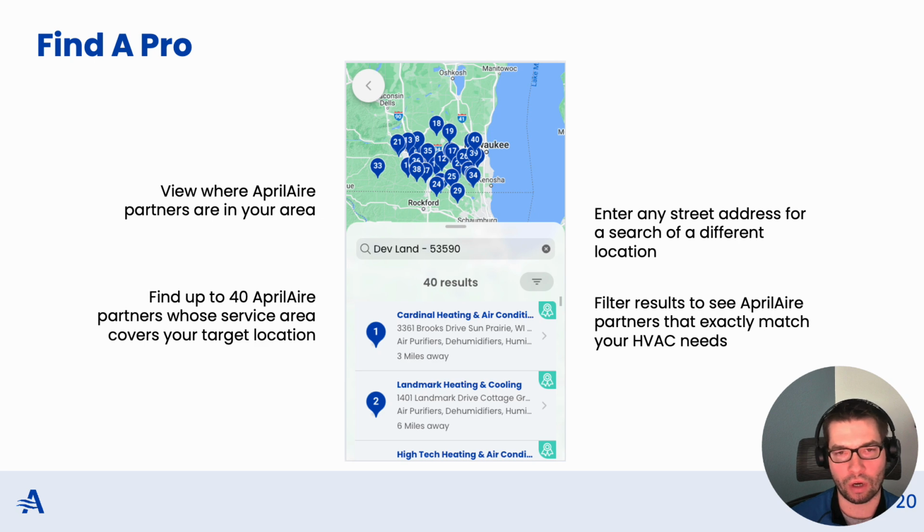So you can also enter a street address and search for a different location if you'd like. It will show up to 40 results for HealthyAire Pros. And you can also filter based upon the equipment, such as humidification, dehumidification, fresh air ventilation, and radon. So you can filter down the results, or if you want one pro to handle all of those things, you can make sure that you have assigned one that follows the criteria that you need.